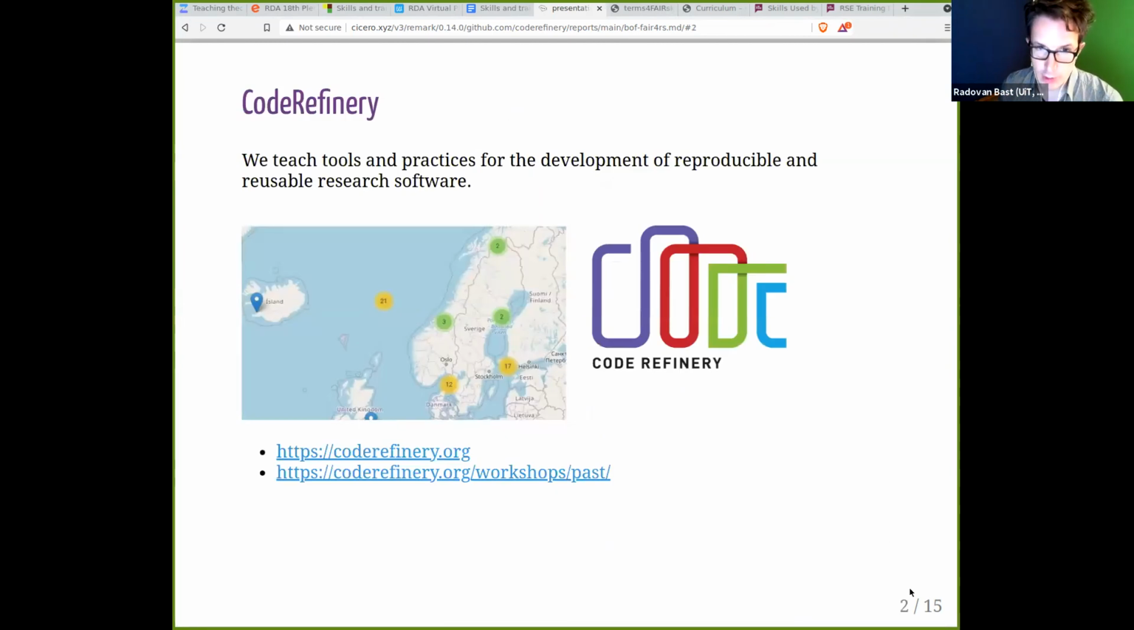So in the Code Refinery project, we teach tools and practices for the development of reproducible, reusable research software. Here are some links to the website and to our past workshops. On the map, you see a couple of places we've been to. We are active in the Nordics and the Baltics, and I will tell you why. The 21 workshops here in the water have happened online. So 2 years ago, we moved everything to online like everybody else. And more about that in a minute.